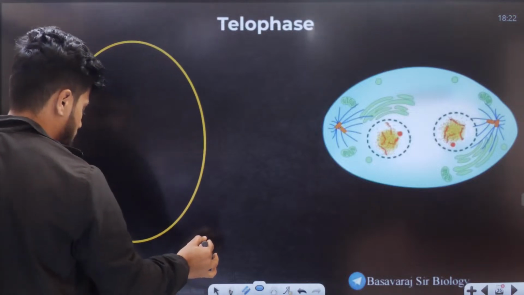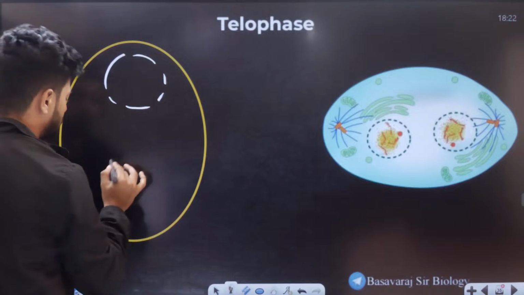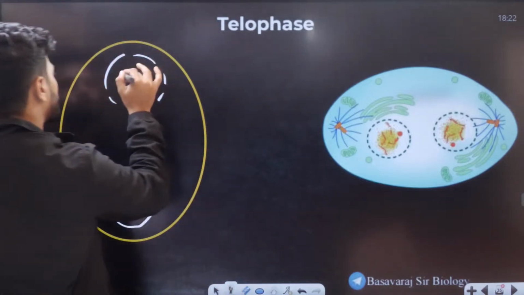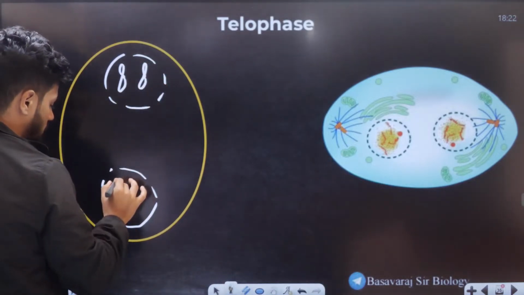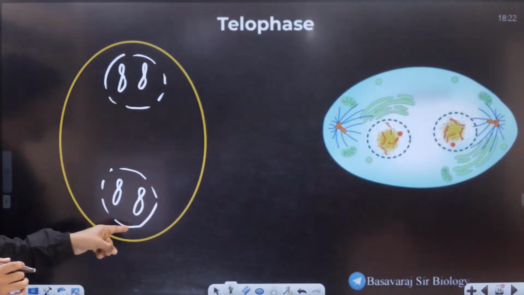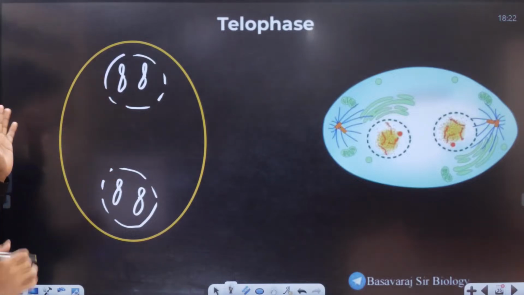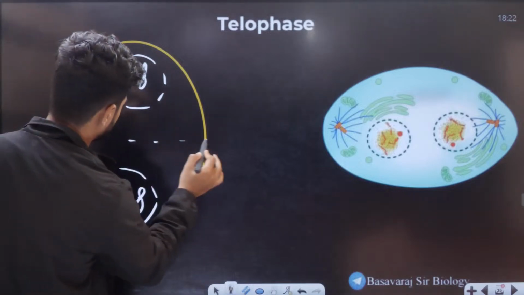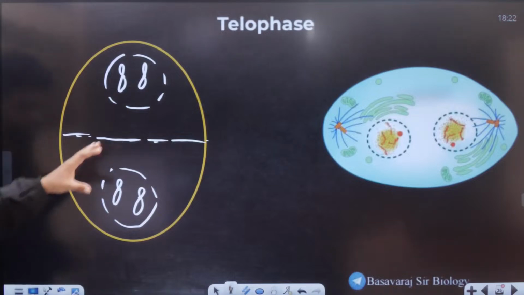I'll draw my diagram only, it's better. Can you see, students? All the chromatids are here. And remember, always single chromatid now. They're always single chromatid here. Please remember that, because splitting has happened now. Okay. Splitting has occurred now. So this is called as telophase.